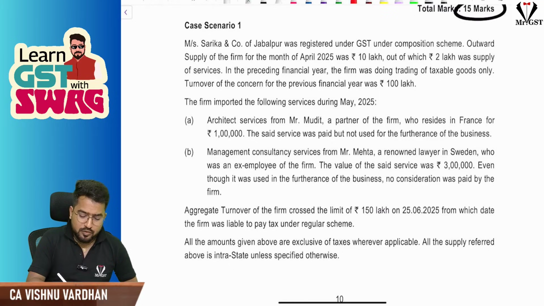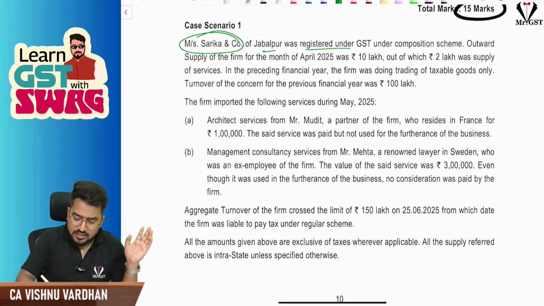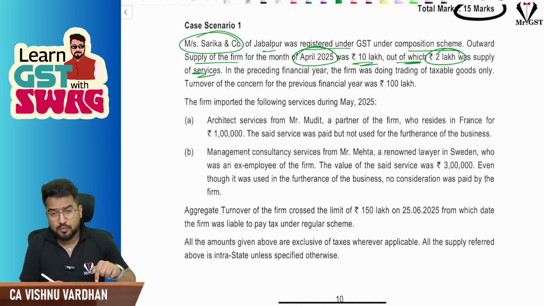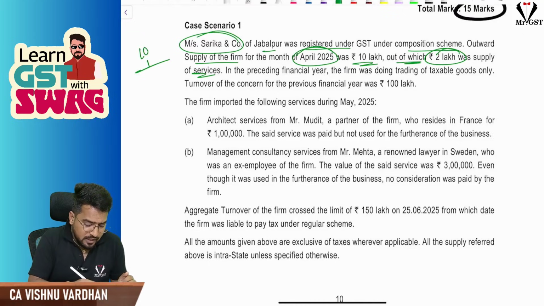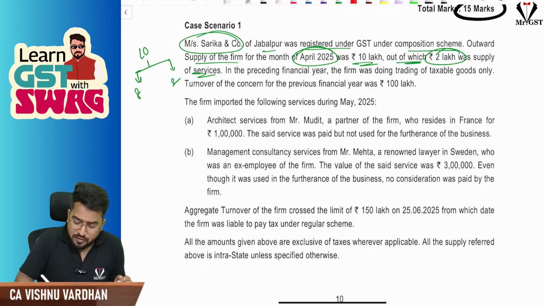If you see the question, Sarika & Co, Jabalpur, is registered under the GST composition scheme and is engaged in supply of goods or services. In the month of April, the supplies they made were 10 lakhs, out of which 2 lakh is services. They are in the composition scheme, sir. Of the 10 lakh, 8 lakh is goods and 2 lakh is services. Sir, in composition scheme, you cannot provide services, no? Further, they have given information that in the preceding financial year, the firm dealt in taxable goods only, and the turnover of the previous financial year is 100 lakhs.